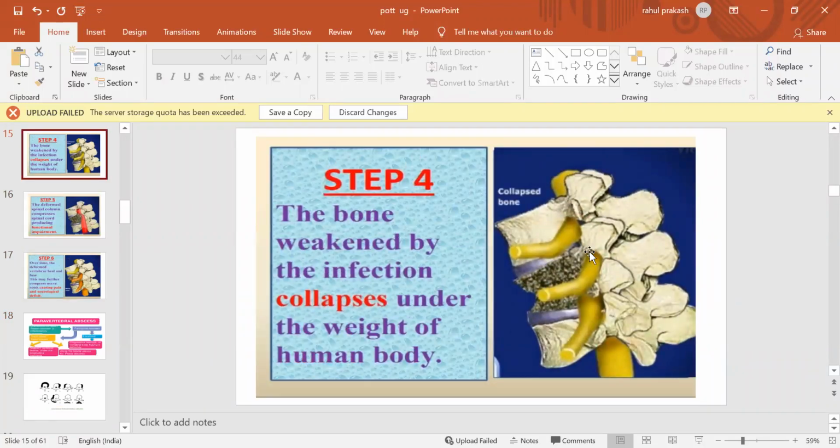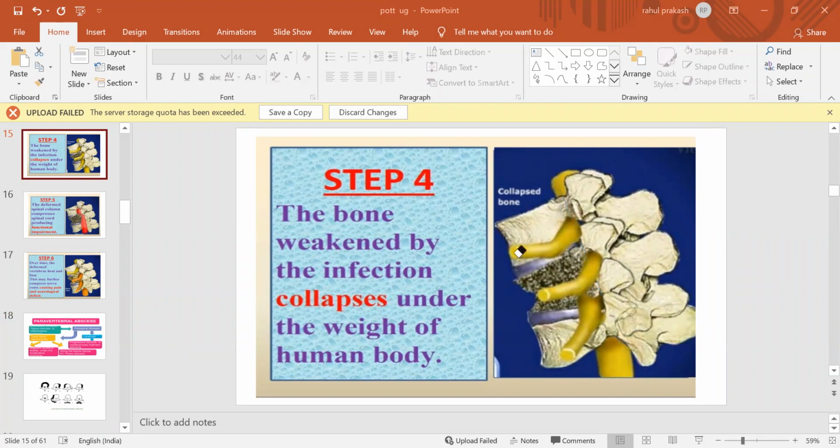Behind the vertebral body there is the spinal cord, as you all know. The spinal cord goes behind this. This is your spinal cord. This yellow color is the spinal cord. This whole bunch of spinal cord, these are the nerve rootlets.